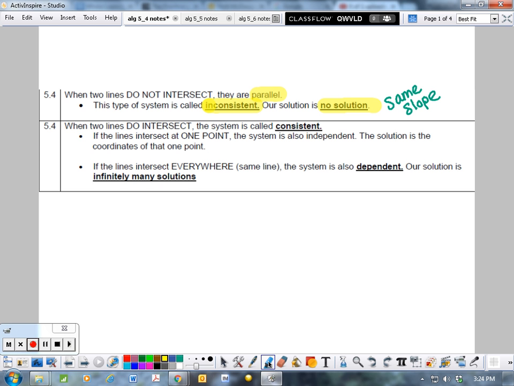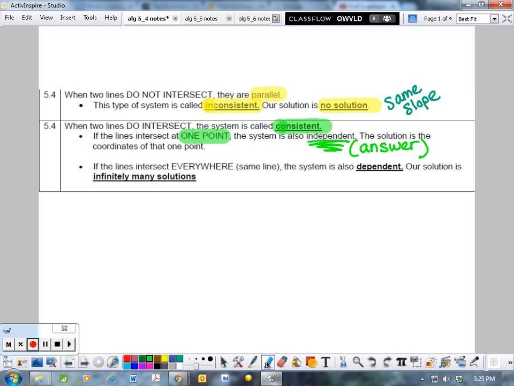Now, we also have when two lines do intersect. So when they don't intersect, they're called inconsistent. When they do intersect, they're called consistent. Now we have two options for them intersecting. We have them intersecting at one point, and everything we've done so far is them intersecting at one point. So there's actually a solution, and the solution is the one point where they intersect, and that system is also what we call independent. So one solution is going to be consistent and independent.